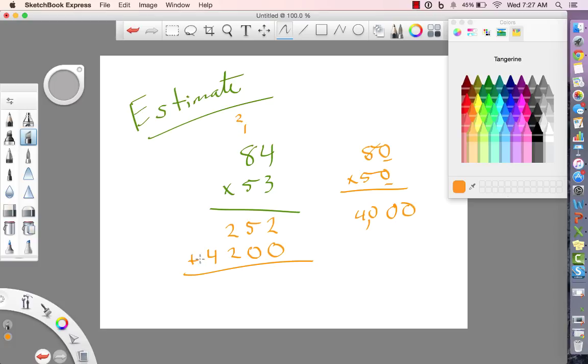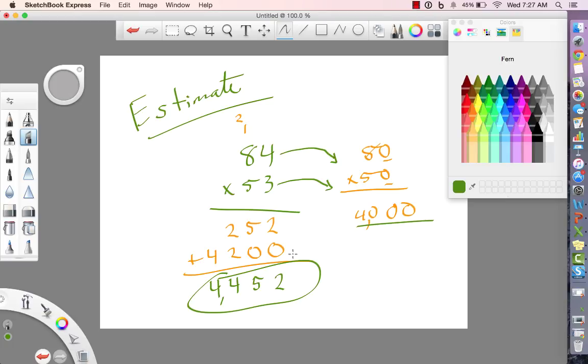And then we can add, and we get 2 plus 0, 5 plus 0, 2 plus 2, and we have our answer is 4,452. And it makes sense that our answer is bigger than our estimate because we rounded this down to 80 and we rounded this down to 50. So our real answer should be a little bit bigger than our estimate. And so that's a great estimate. That's how you do it. Good luck.